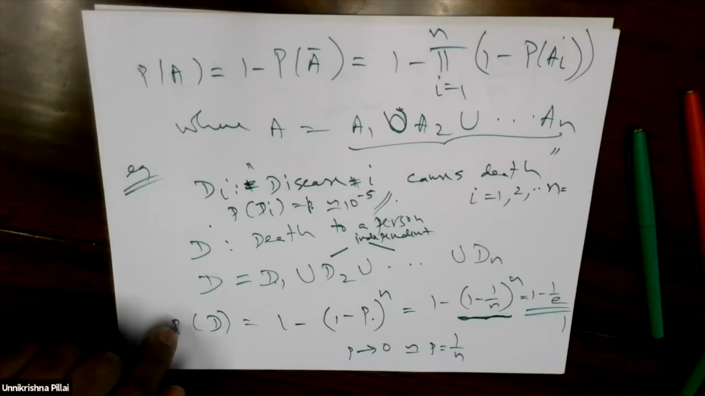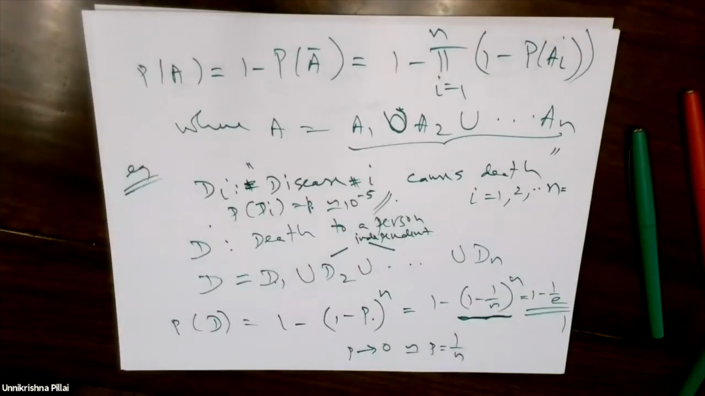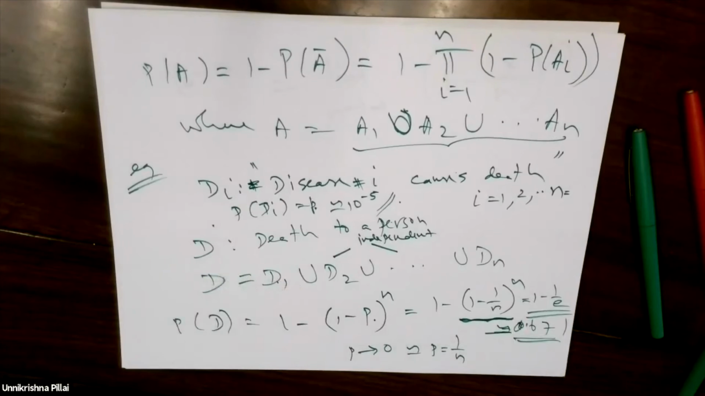So the moral of the story is, because of the large number of causes, the probability of death is likely. It is more than 0.5. Of course, everyone will die at some point. So this is about 65%. Hold on, let me write it down. 0.67, roughly, approximately.